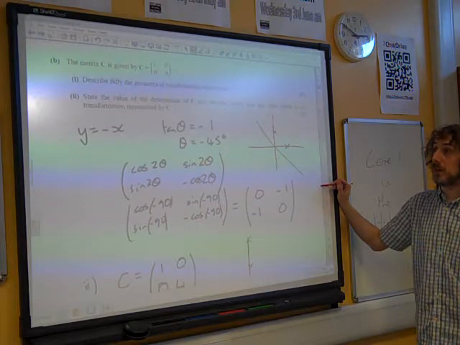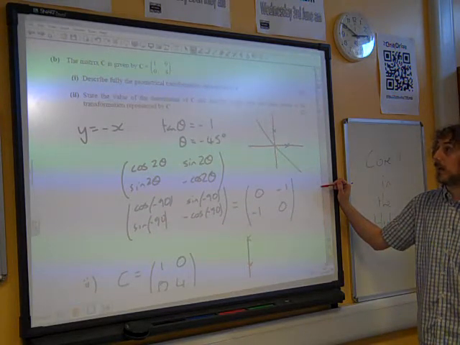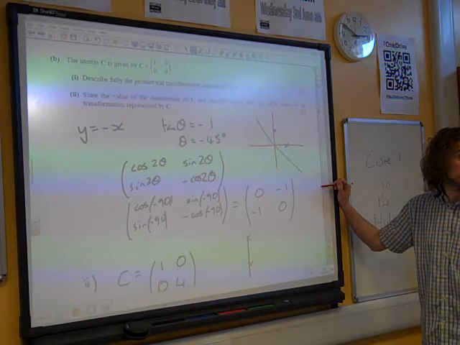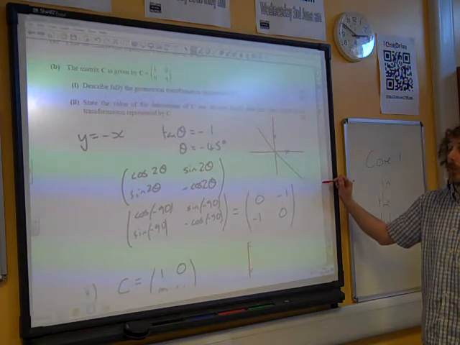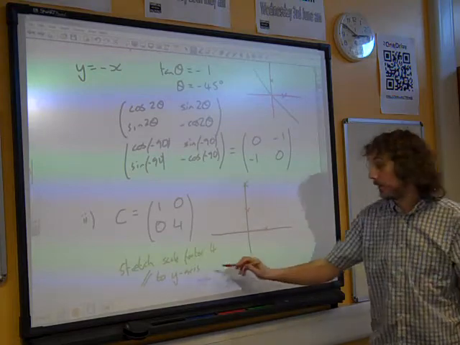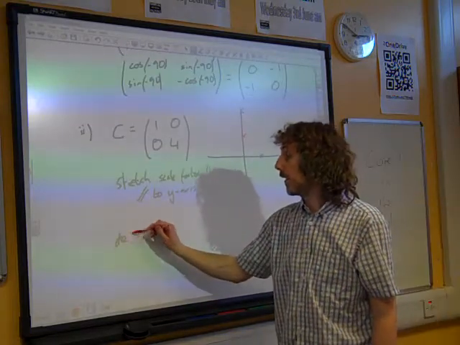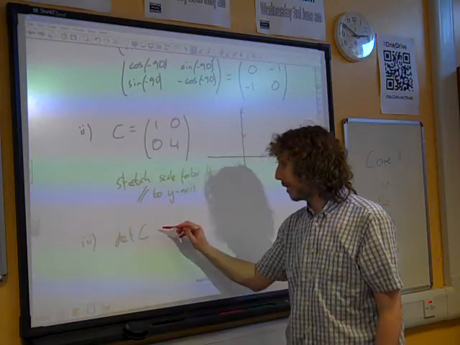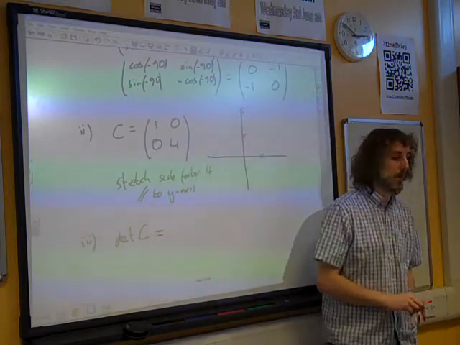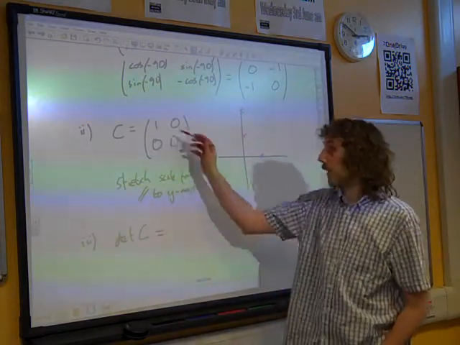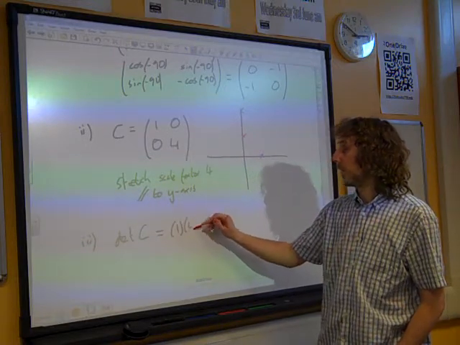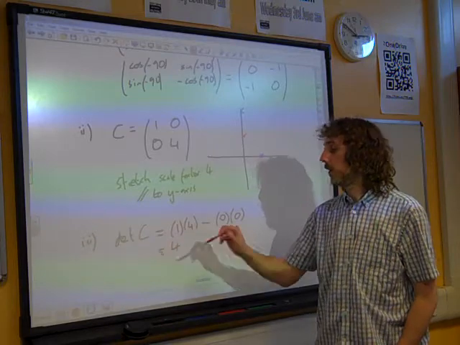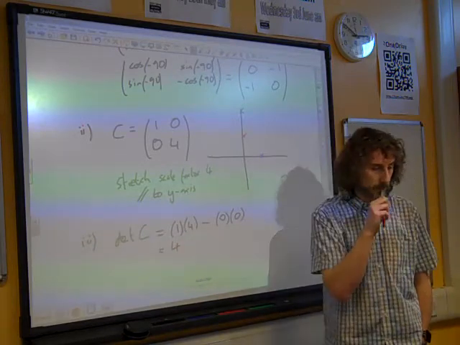State the value of the determinant of C and describe briefly how this value relates to the transformation represented by C. Well, let's work out the determinant of C. The determinant of C is, remember how we do this? We're going to do 1 times 4 minus 0 times 0. So that gives us a value of 4.